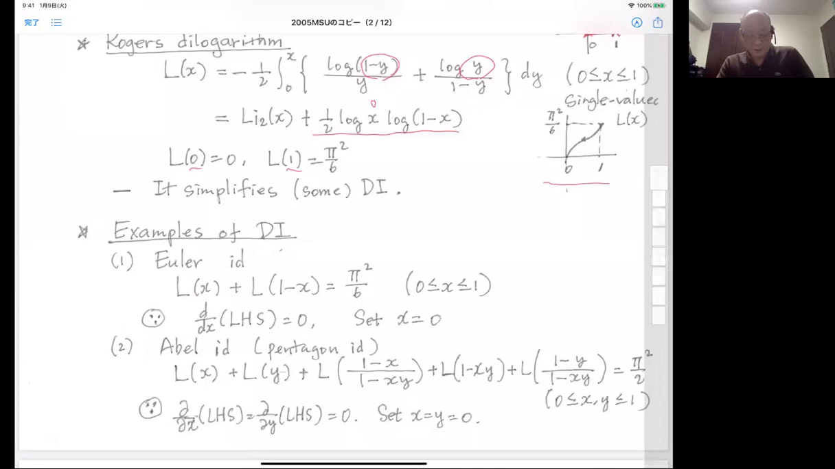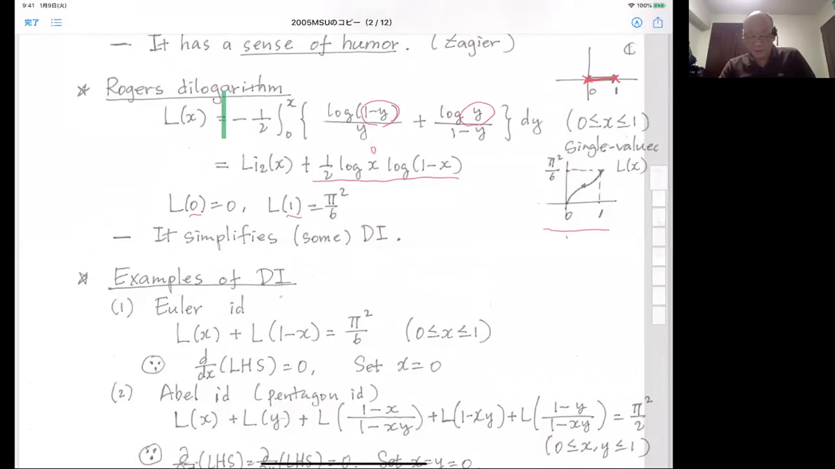So let's prove separately. First, let's prove that the left-hand side is constant. And to see it, you just take the derivative. Of course, since it is defined by an integral, you just remove this integral. From the derivative of L(x), you have this one. And from the second term, you have the same one, but with a minus sign because we have a minus here. So they cancel out. Due to this symmetrization, it cancels out completely. So the derivative is zero, so it is constant.